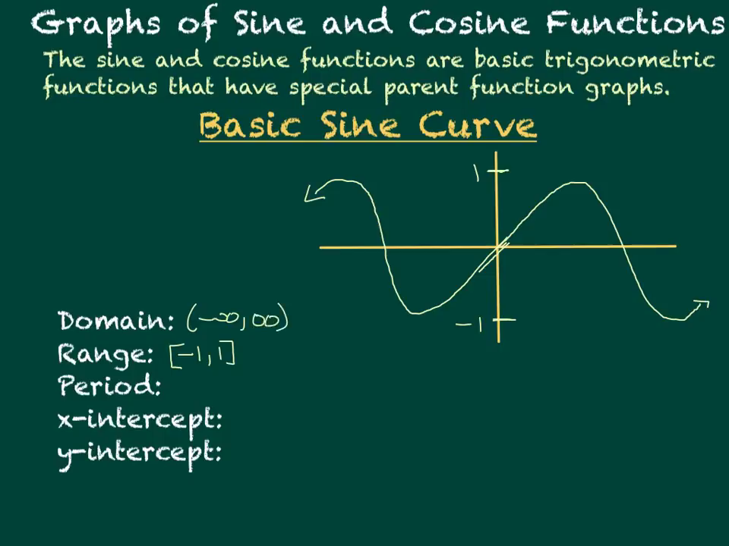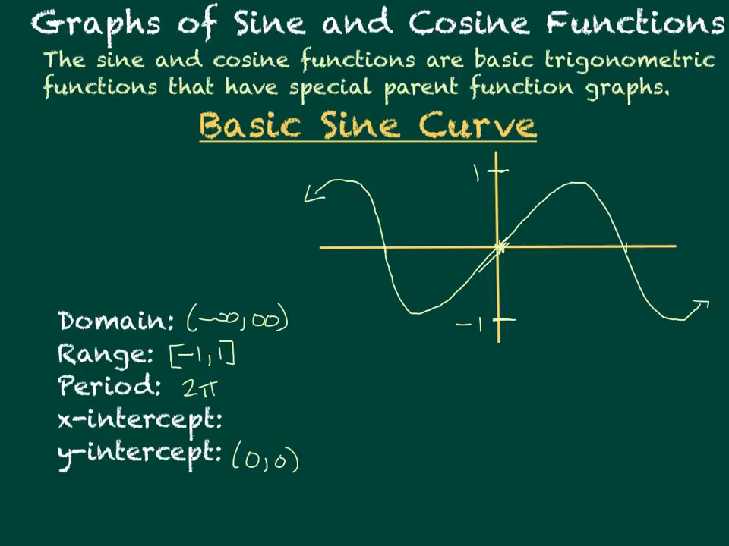Now the period is just talking about how many times it goes back and forth until it repeats, and that will go 2 pi distance before it repeats. Okay, and now we want to graph our x-intercepts, because this is going to be the tricky part. Our y-intercept is obviously the origin, 0, 0. Now our x-intercepts are right there, right there, right there, and then they're going to continue on.